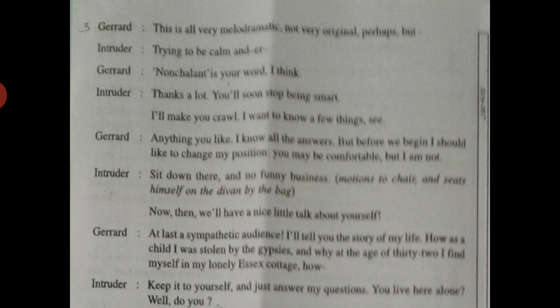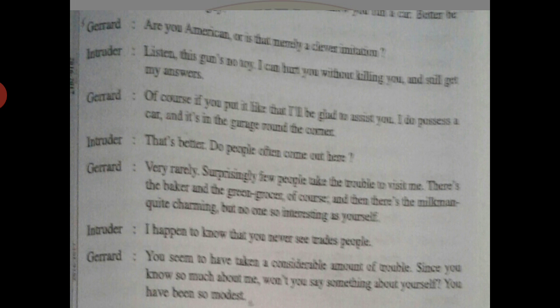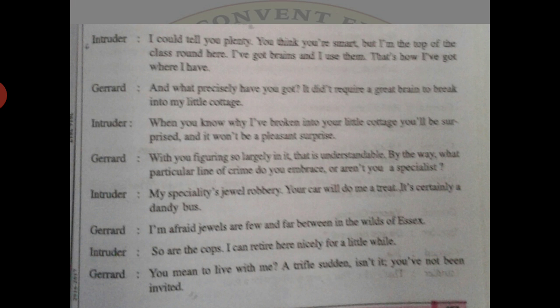The intruder tries to threaten Gerard, and he asks some questions like what is his full name, whether he lives alone, if he owns and runs a car, and the number of people who often visit him. So all these things are asked by the intruder. So Gerard replies that he avoids seeing trade people. It means he does not want to meet others. A baker, a greengrocer, and a milkman are his regular visitors.